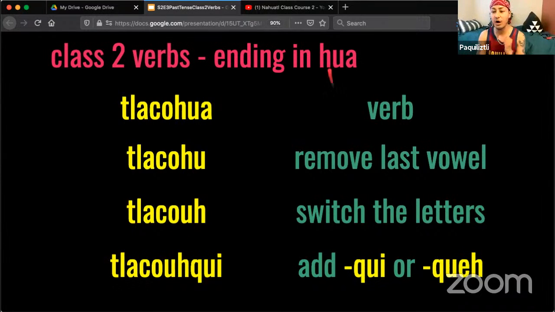Okay, so it's all of the HUA verbs. If it's an HUA verb and it's class 2, you'll notice that if you go in the dictionary, there are going to be HUA verbs that are not class 2, but most of them probably are.